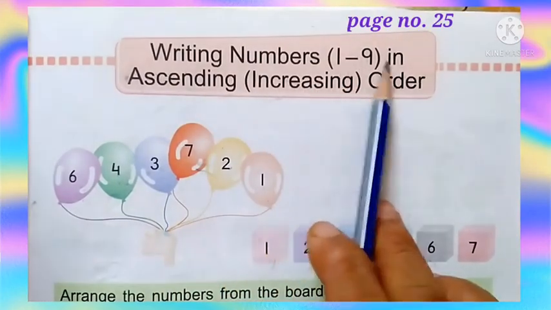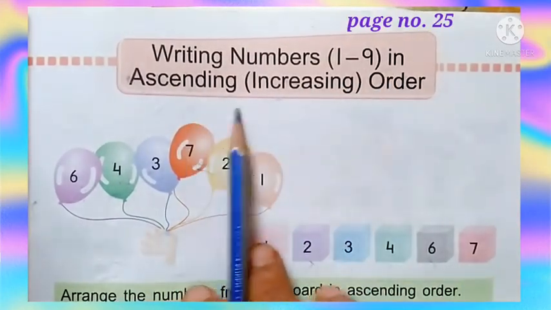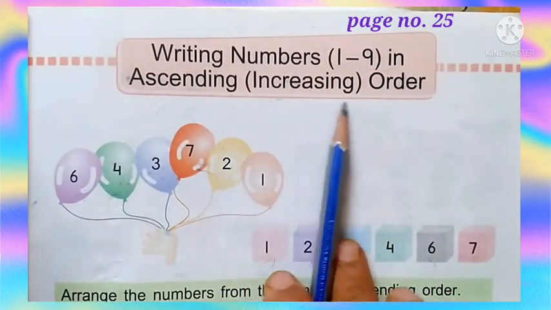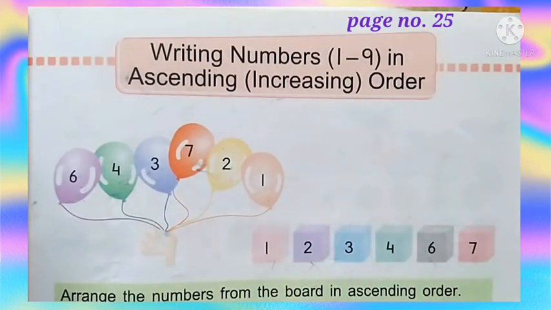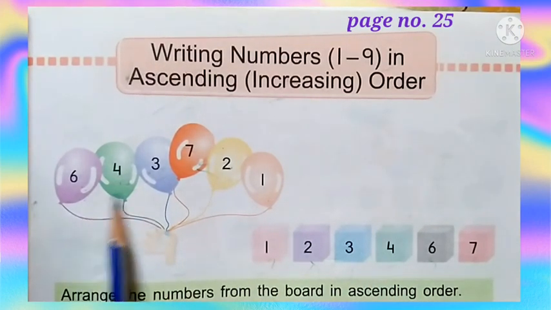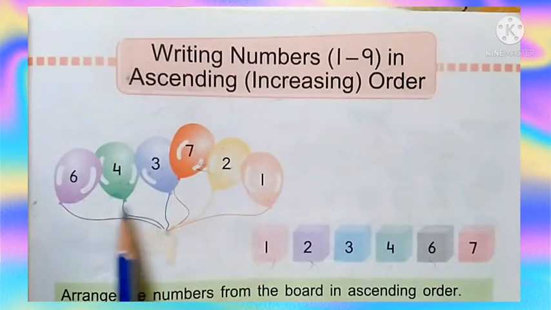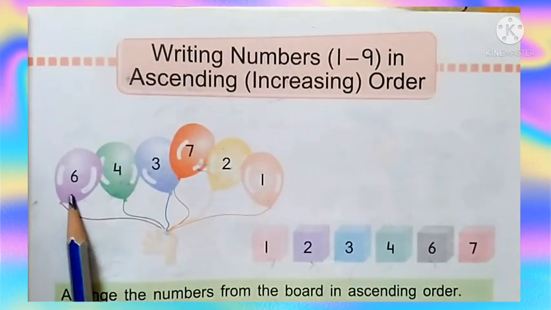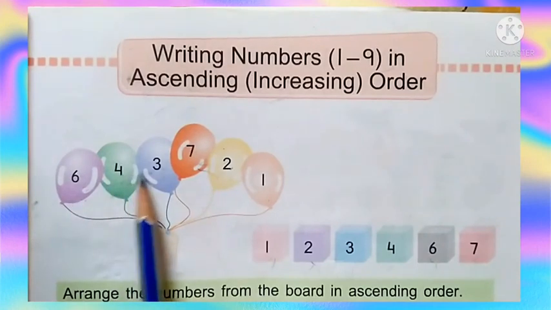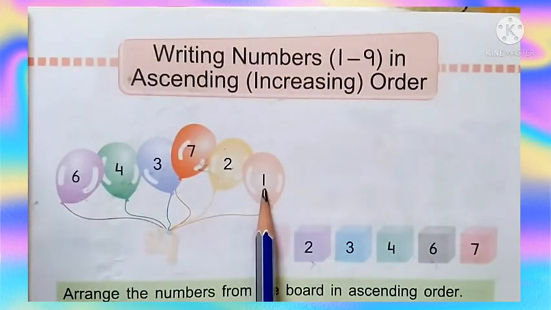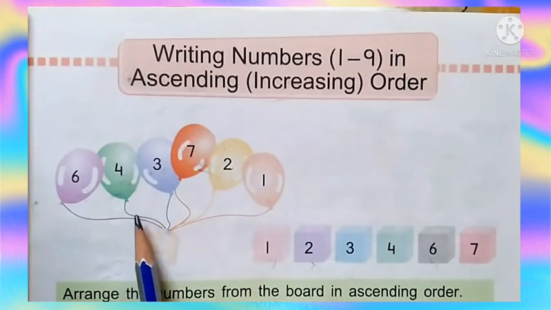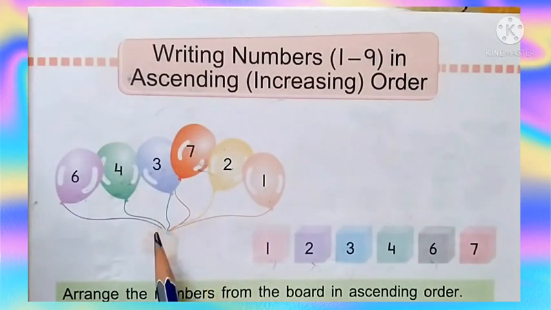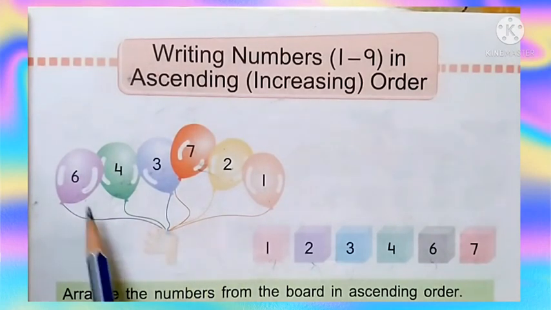Writing numbers 1 to 9 in ascending order. Ascending order, we can say increasing order also. Look at this, children. This is an example. Some balloons are there and in the balloons some different numbers are written. So we will arrange the numbers in these balloons in ascending order.